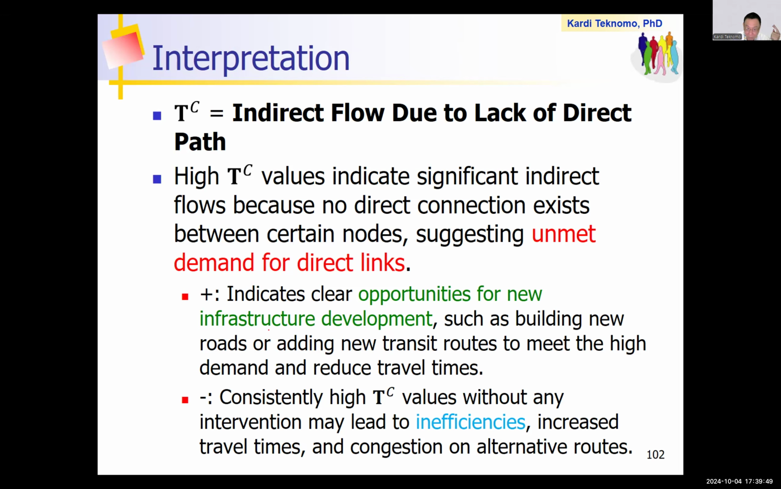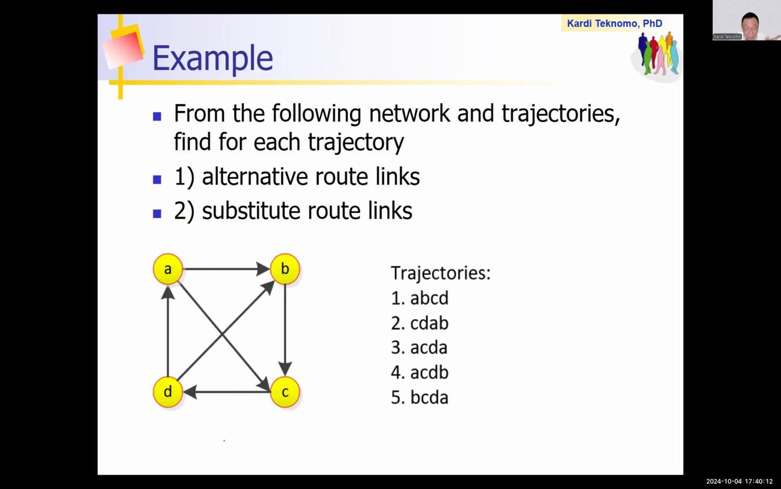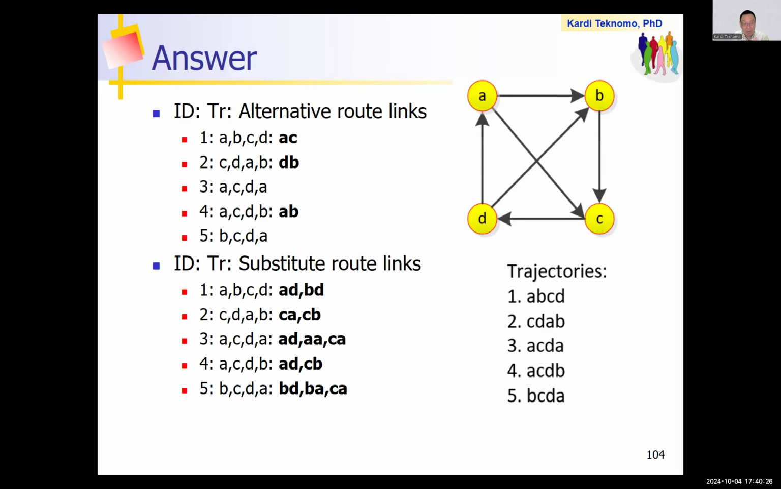Negatively, we can also think that a consistently high value of TC means inefficiency, because of increased travel time and congestion on the alternative route. So it depends on short term or long term. Now when you practice that a while ago, you can also get the alternative route and substitute route links. Please check your work from a while ago against this answer. Are they the same or not?